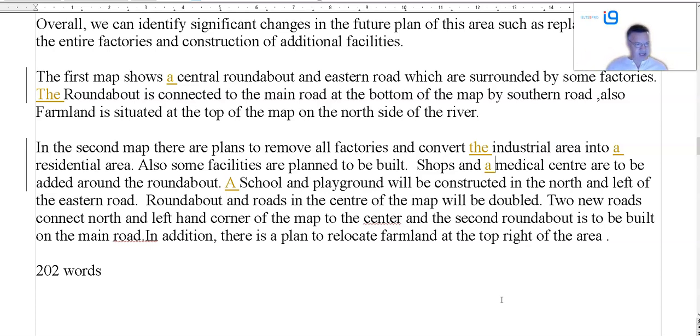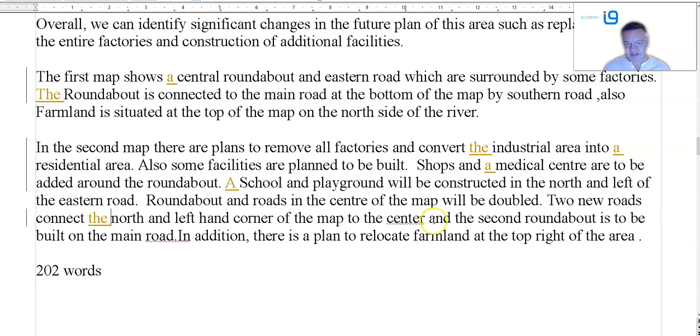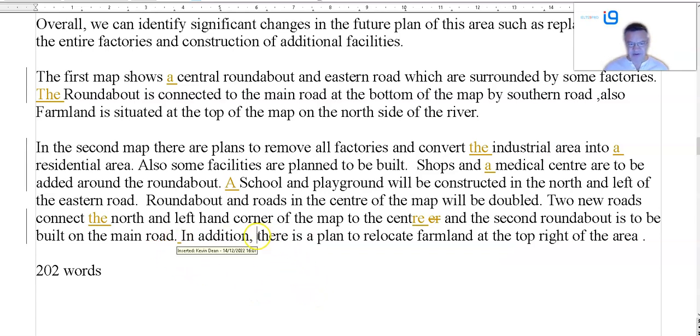Two new roads connect north and left hand corner of the map. Articles, don't forget, to the centre, use the English one, not the American one. Say when it's built on the main road. In addition, there's a plan to relocate farmland at the top right. Relocate farm? Well, they're not relocating, it's just they haven't changed that particular farmland. There's still some farmland, so we're not relocating it. And how can you relocate farmland? You can't really, you can either develop it or not. It's not buildings that you can relocate.